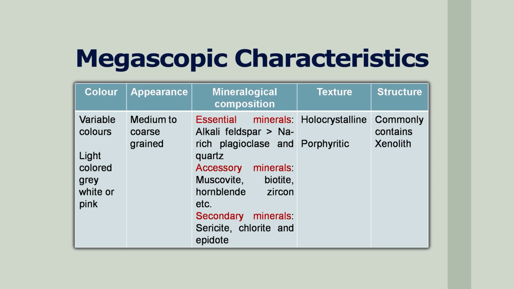Secondary minerals which generally form in a granite are sericite, chlorite and epidote. Alkali and sodic feldspars are usually converted to sericite upon alteration in any granitic rock.